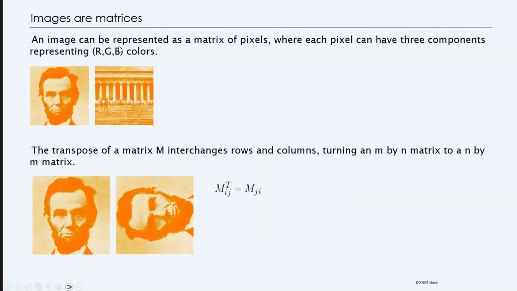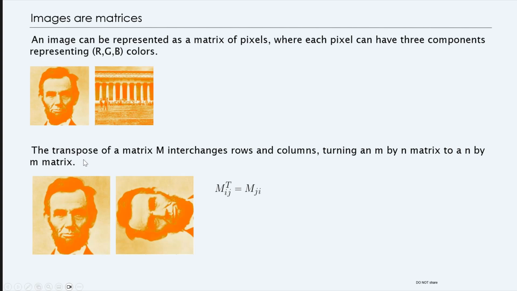Now, an image can also be represented as a matrix of pixels, as we saw. Here's the Lincoln image, where each pixel can have 3 components representing RGB colors. Each color is represented by 1 byte or 8 bits. So you have 24-bit color, which is like 4 million colors that can be represented.